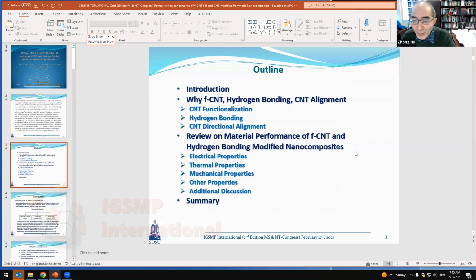First, a brief introduction and some fundamentals of why functionalize the carbon nanotube and hydrogen bonds, and also why the carbon nanotube needs to be aligned in the polymer, and a quick review on the material performance of carbon nanotube modified nanocomposites. So on the electric, thermal, mechanical, and other properties, and some additional discussion for future work, and a quick summary.